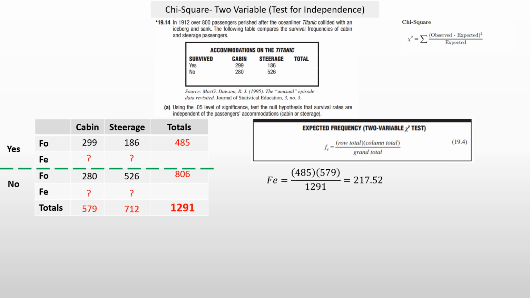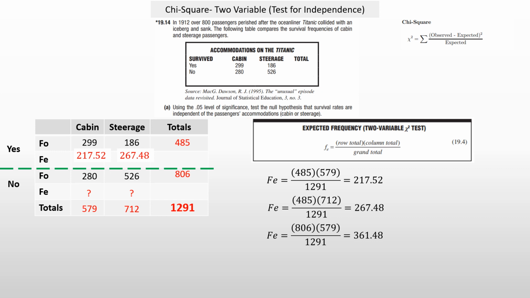So we use the expected frequency formula, FE equals row total times column total divided by grand total. For the first question mark, the expected value for the cabin survivors, it's the row total, 485, times the column total, 579, divided by 1291. We get 217.52. So we put that in there. We'll do the same thing for the steerage survivors: 485, that's the row total, the column total is 712, and the grand total is always 1291 for this table. It's going to be the same total.